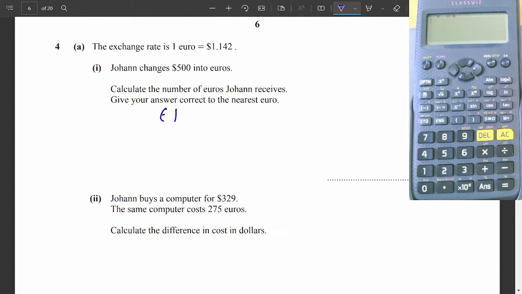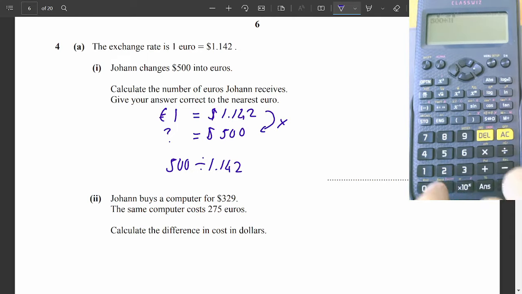€1 equals $1.142. Johann has $500. What is the euros? How do we get from there to there? What do we multiply it by? Okay, let's do the inverse calculation. 500 divided by 1.142.